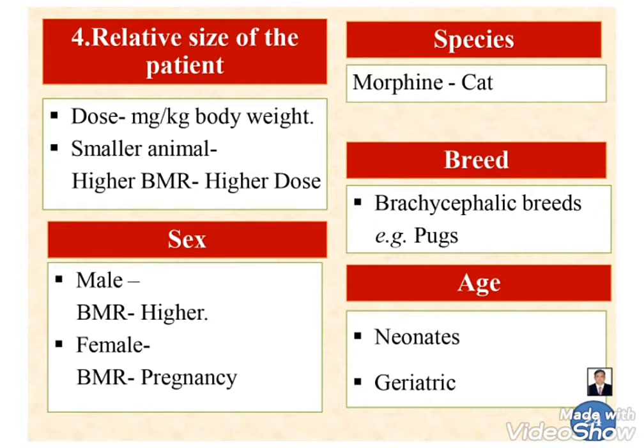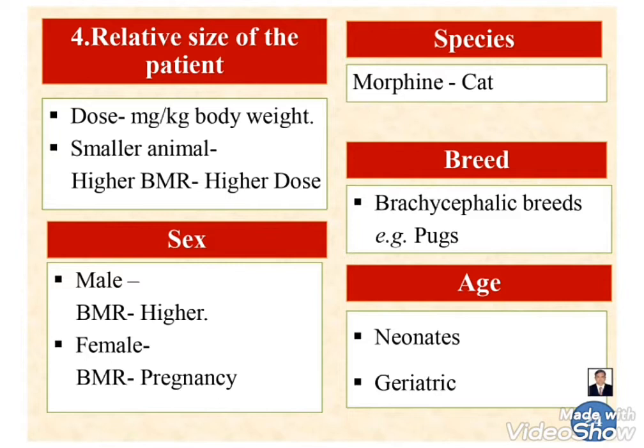It is quickly metabolized in the liver. So a higher dose is required in the smaller breeds as compared to the larger breeds, particularly Great Danes, Rottweilers, even the Boxers. They require a lesser dose as compared to the small breeds.